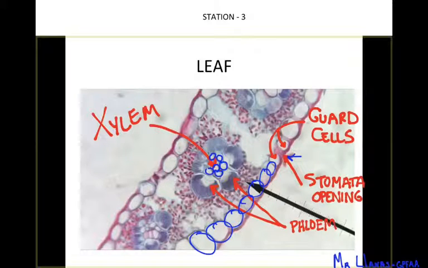And the ones responsible for closing and opening the stomata are called the guard cells. That's the two cells right there that are next to the opening, okay? So make sure you're able to identify these parts: xylem, phloem, guard cells, and the stomata. Make sure you know the function of these, and if I show you this slide in a microscope, make sure you're able to identify these parts. Okay.